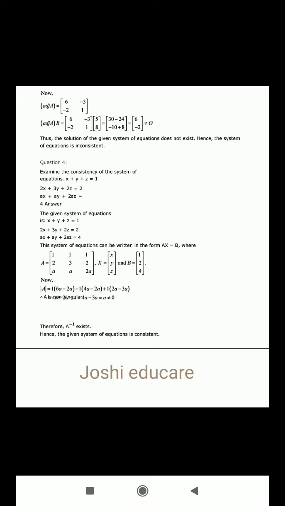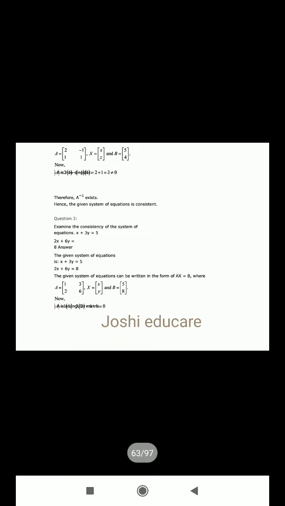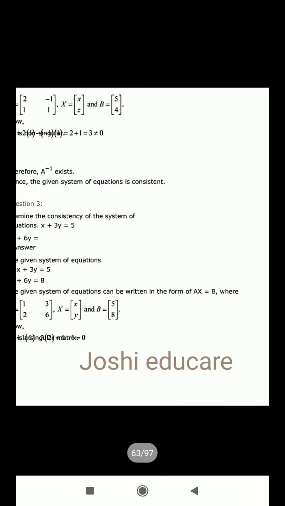So we will calculate adjoint of A into B. If determinant of A is not equal to 0, you can directly say that the system is consistent. But if determinant of A is equal to 0, we have to calculate adjoint of A into B. So first we obtain the adjoint. Adjoint I have already explained in previous exercises, so you can try yourself. If you still have doubt, try those exercises again. In a separate video I have explained how to find the adjoint, but for 2 into 2 I can tell you it is very simple.